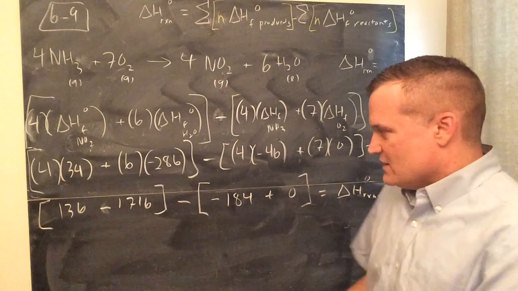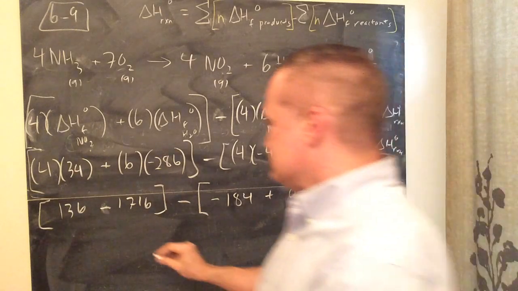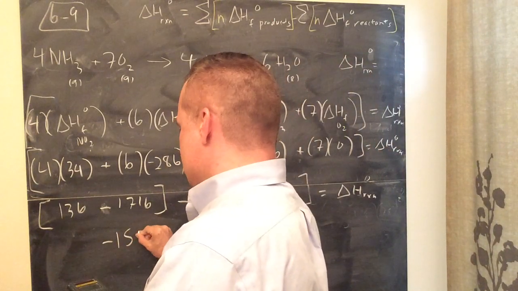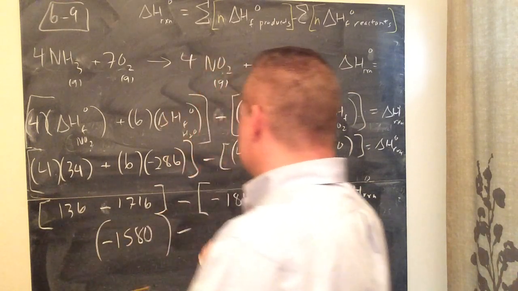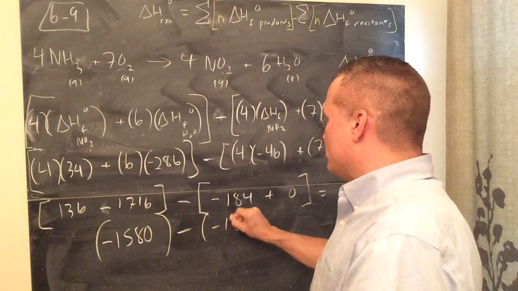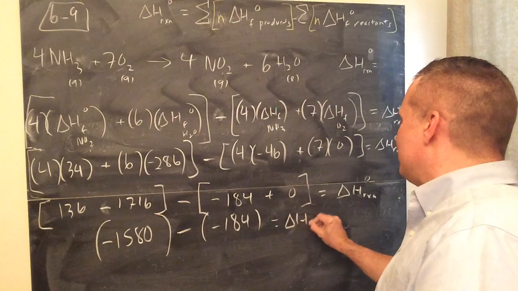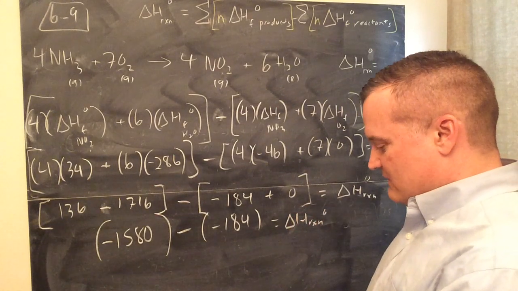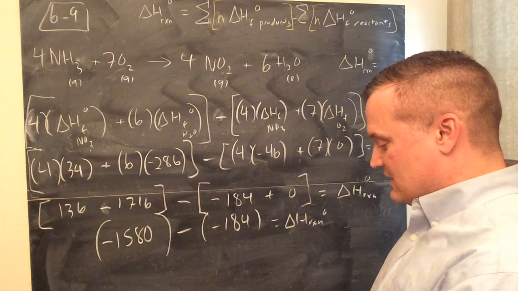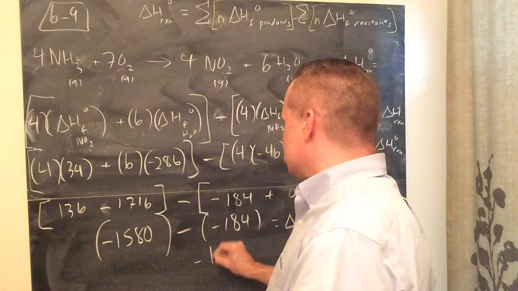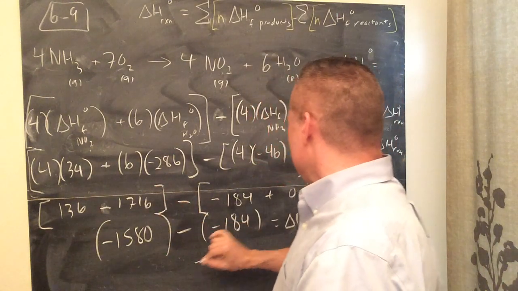Sorry, I put my standards there. Okay, so 136 minus 1716 is negative 1580. All right? Minus negative 184. Look at all the minus negative parentheses. That's why it's good to put brackets around this stuff so you don't mess it up. And then negative 1580, minus a negative means plus 184. So it's negative 1396.